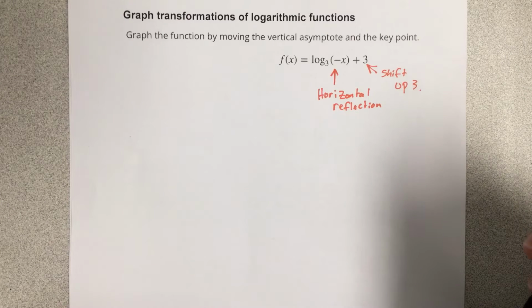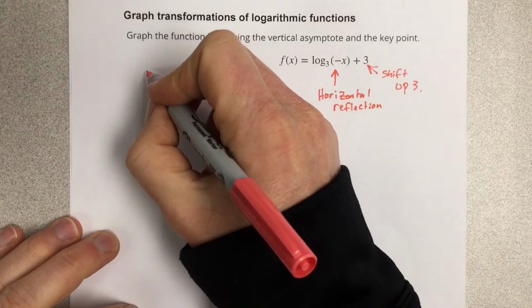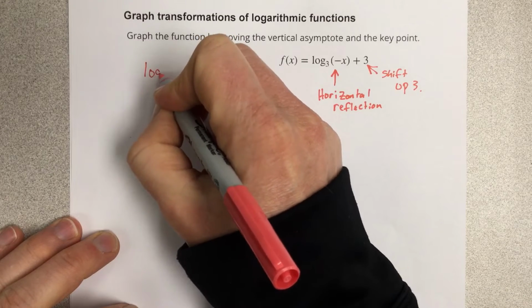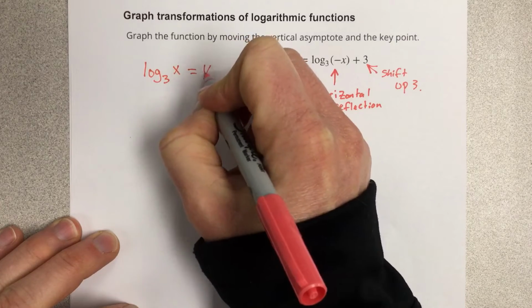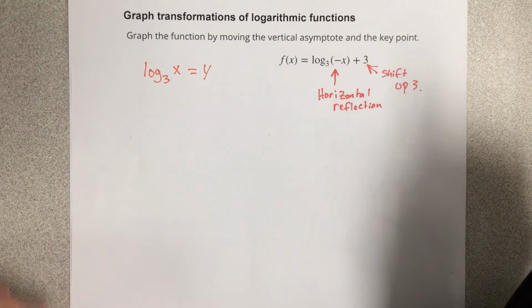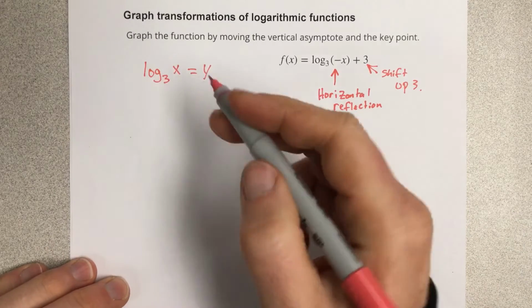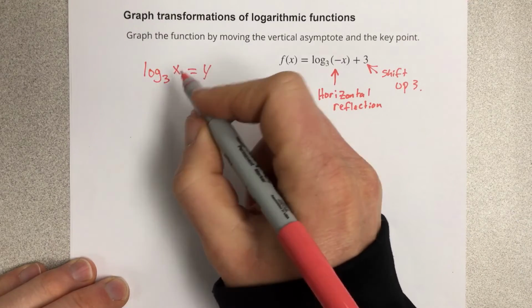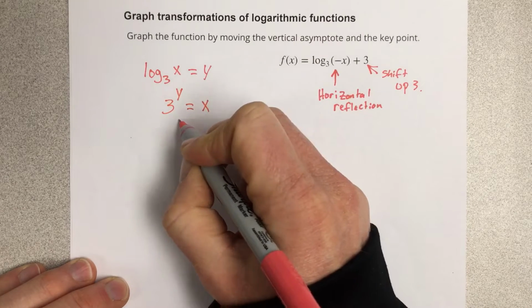So what I want to do is write this in its base form. Its base form would be log base 3 of x is equal to y. Right? That's without a horizontal reflection, and that's without the shift up 3. So then what I want to do is graph this. So I'm going to write this as an exponential. That'd be 3 to the y power is equal to x.